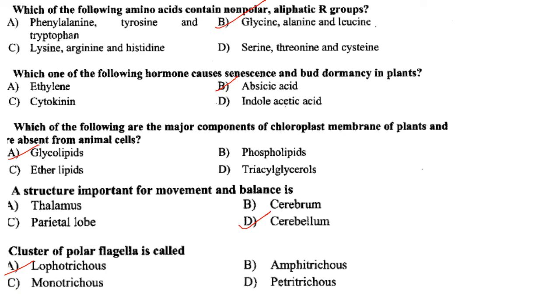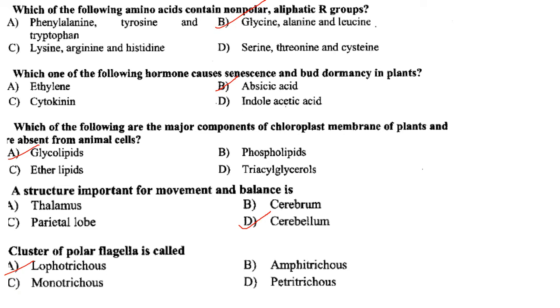Answer is option B. Then, which one of the following causes senescence and bud dormancy in plants? It is caused by abscisic acid. Answer is option B. Which of the following are the major components of chloroplast membrane of plants and are absent from animal cells? Glycolipids. Answer is option A. All these are just direct questions.